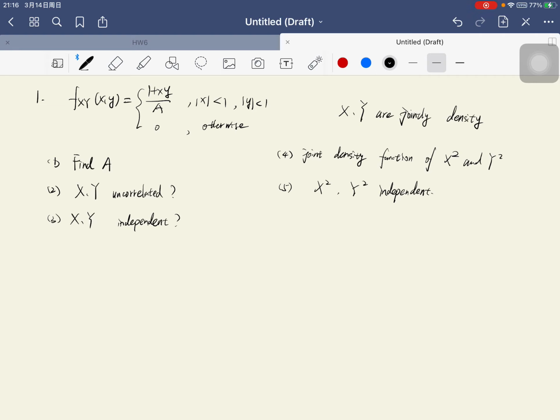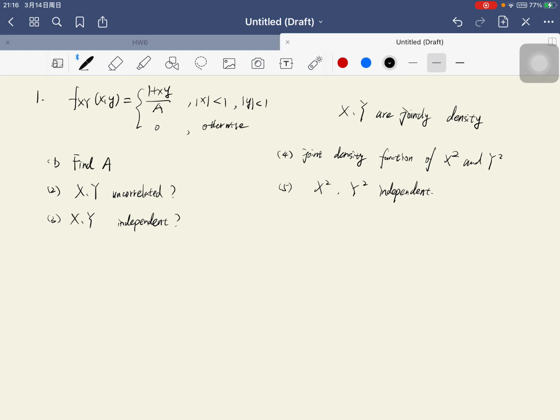Hello everyone, my name is Han Shengxiang and this is question 1 of homework 6 in the course Probability and Stochastic Process. In this question, the density function of (X, Y) is equal to 1 plus xy over a when the absolute value of x is smaller than 1 and the absolute value of y is smaller than 1, and X and Y are jointly distributed.